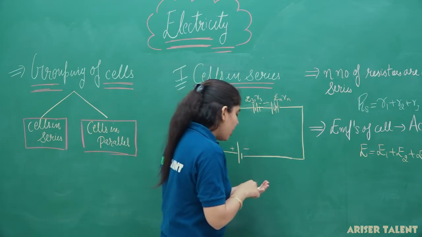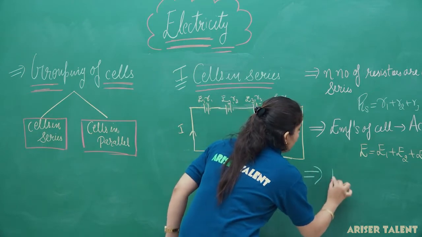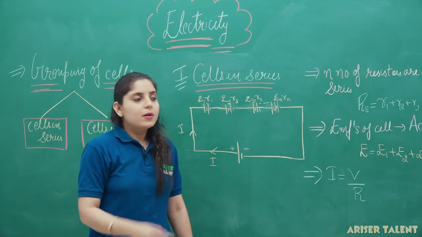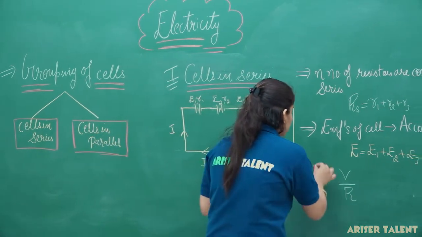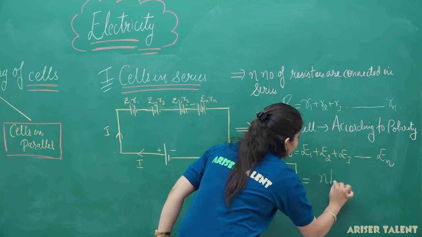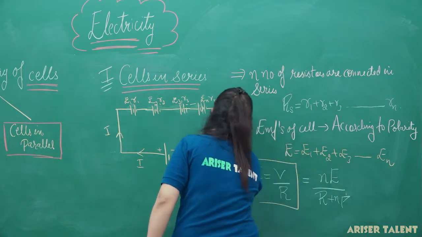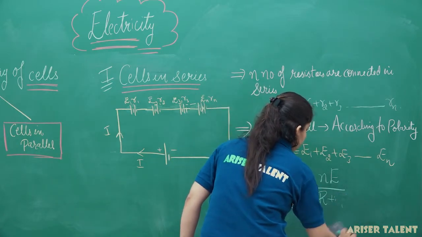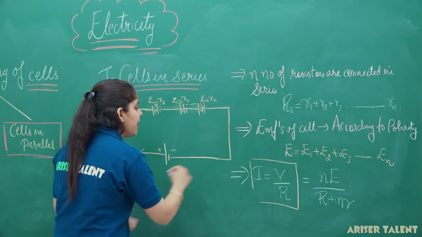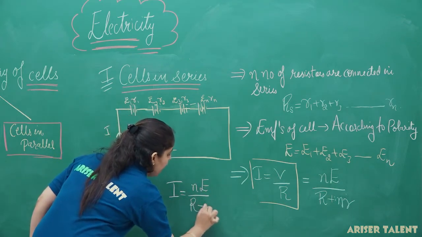EMFs here. So, according to the general formula, if I am going to calculate the current in the circuit, I will be equal to V upon R. This is the value of the current according to Ohm's law. So, I can write here I must be equal to nE upon R plus nr. So, this is the general expression for calculating the current in the circuit when the cells are grouped in series, that is equal to nE upon R plus nr.